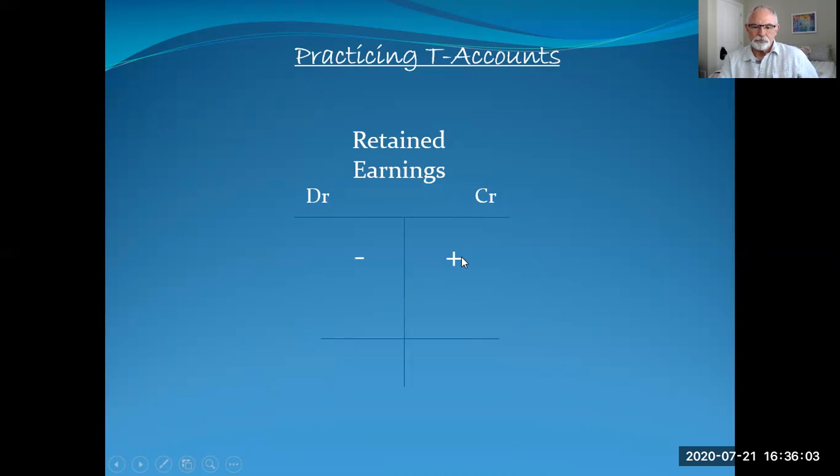Decreases on the debit side. You'll learn in chapter 3 how this account gets used. Normal balance is a credit. What about accounts payable? What type of an account is that? Liability? Correct. Is that part of DEAD? No. Increases on the credit side, decreases on the debit. Normal balance is credit. Equipment.